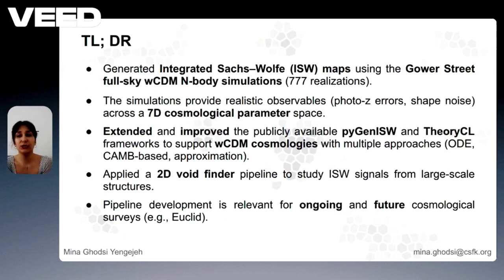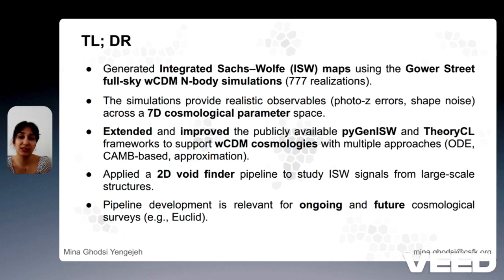Okay, I will start with the TL;DR slide. So we generated ISW maps for 777 different realizations of the Gower Street simulation. Gower Street is a full sky n-body simulation based on wCDM cosmology. So it has 7 different cosmological parameters. They are changing. It's based on a forward model, so it has realistic observables like photo-z, shape noise, etc.